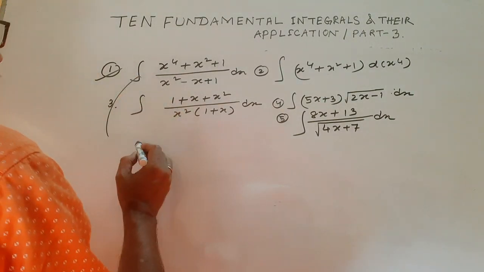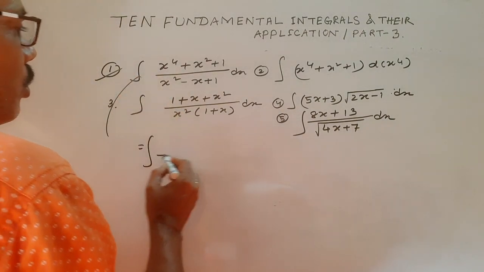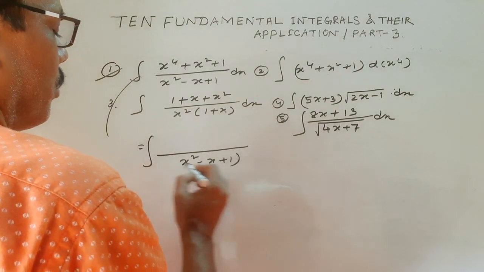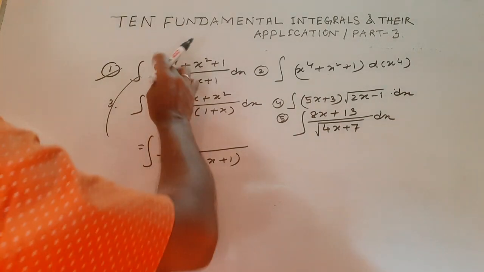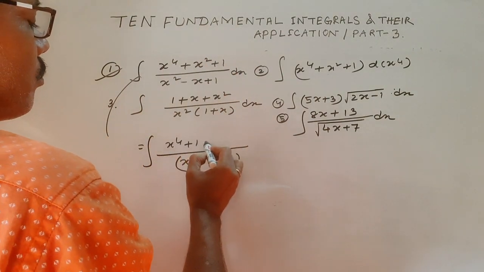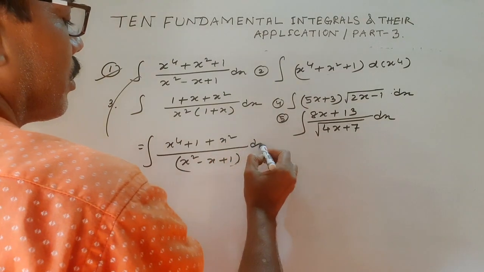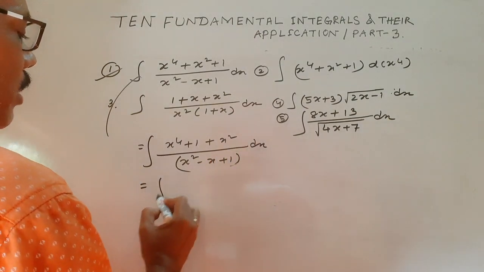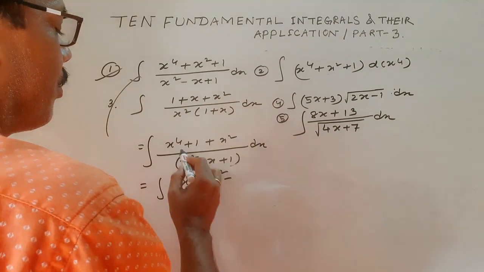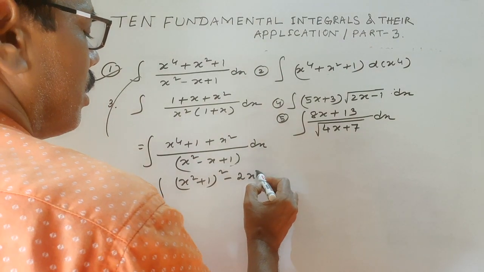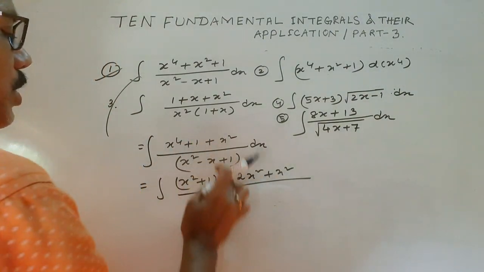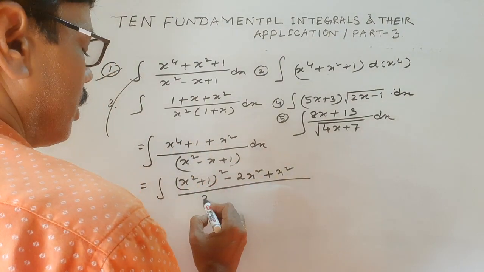So look, our main aim is to cancel the denominator. So let us try to factorize x4 plus 1 plus x square. So this is a factorization of class 10, you know. Class 8: 2x square plus x square. A square plus b square equals a plus b whole square minus 2ab.